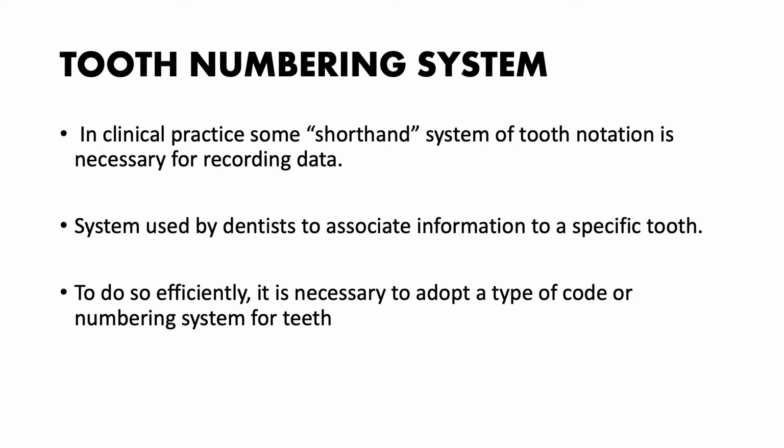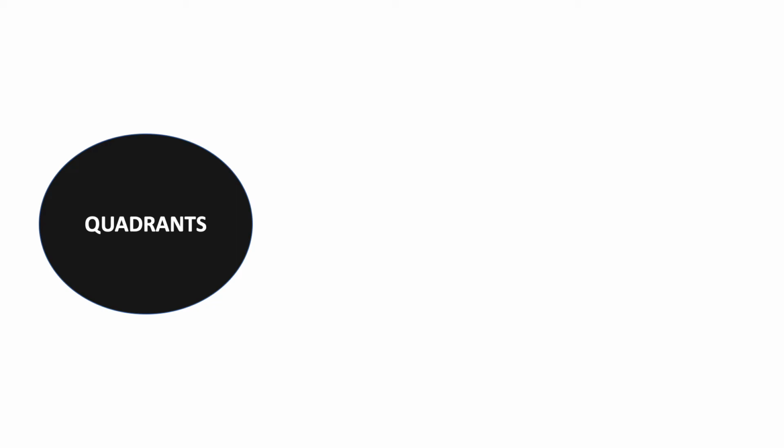So in clinical practice, some kind of a shorthand system is there for the tooth notation, so that it is important for recording data. Systems that are used by dentists to associate information to a specific tooth. To do so efficiently, it is necessary to adopt a type of code or a numbering system of teeth. Now, before we consider the different tooth numbering systems, first we'll understand what the dental quadrant is. Understanding dental quadrant is important for understanding tooth numbering system.